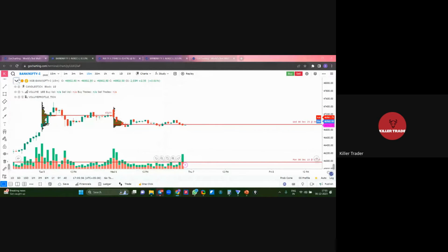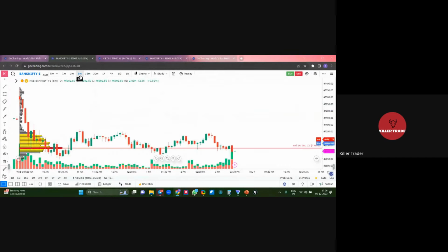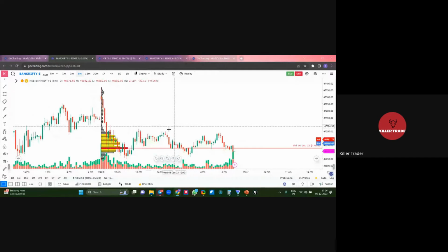For example, right now I am on Bank Nifty futures 15 minutes charts. I am seeing the volumes that are traded on a 15-minute basis in these particular bars. If I go to 5 minutes chart, this is my 5 minutes time frame. Now I'm seeing the volumes that are being traded on a 5 minute basis. But ultimately, I am trading price. I'm not trading time here.